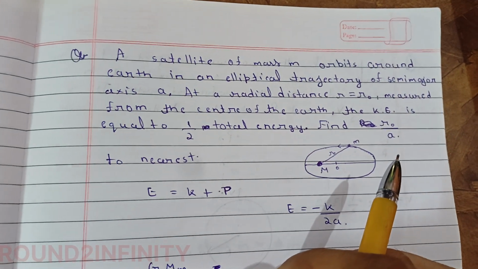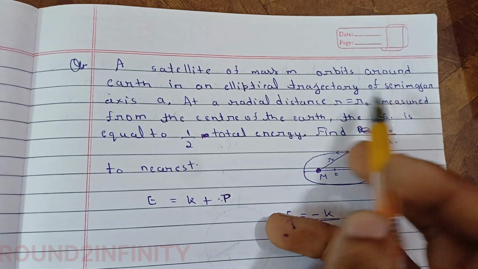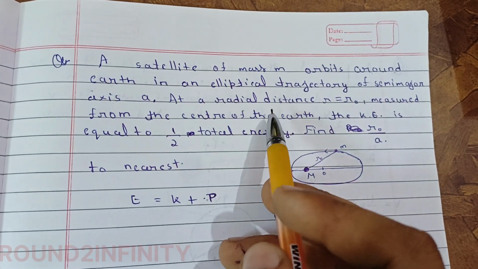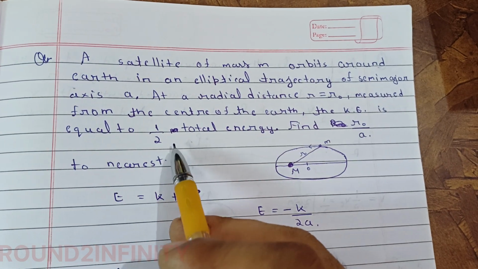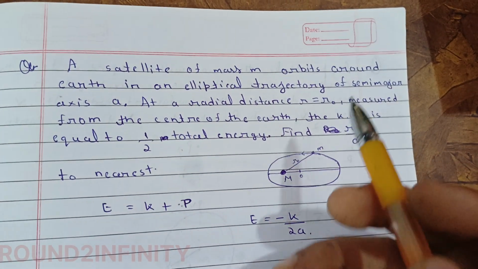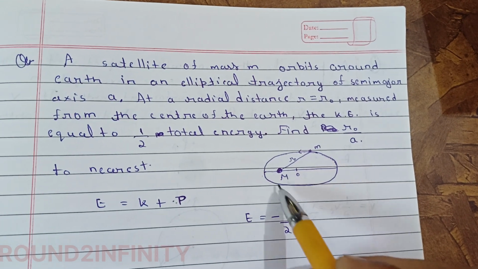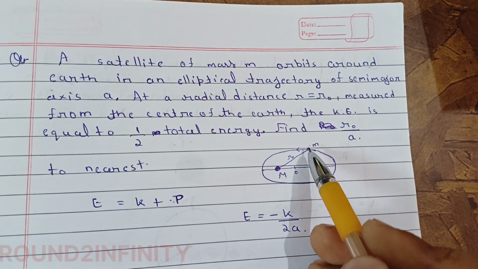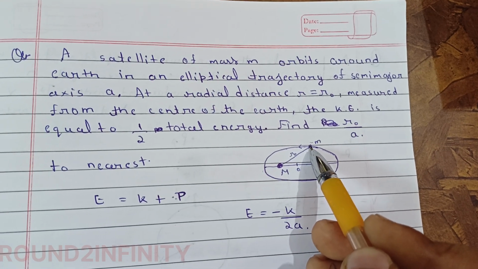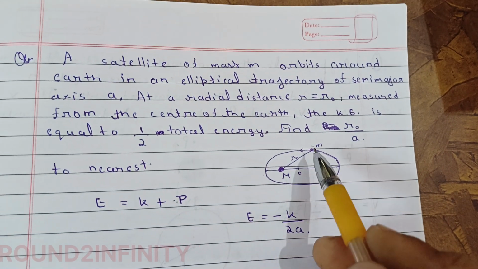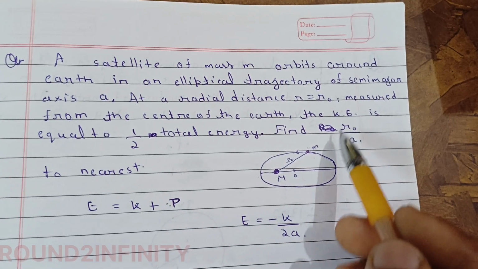Let's see another question. A satellite of mass m orbits around Earth in an elliptical trajectory of semi-major axis A. At a radial distance r equal to r0 measured from the center of the Earth, the kinetic energy is equal to half the total energy. Find r0 by A. So a satellite is moving in an elliptical orbit around the Earth, and at a particular point, where the radial distance is r0, we find that the kinetic energy is half of the total energy. What will be the ratio of r0 divided by A? This distance is A. So we need to find this ratio.